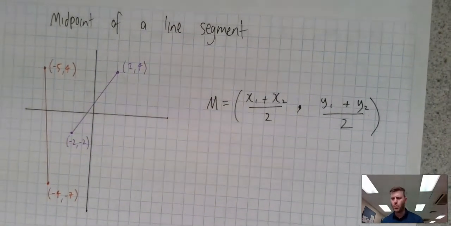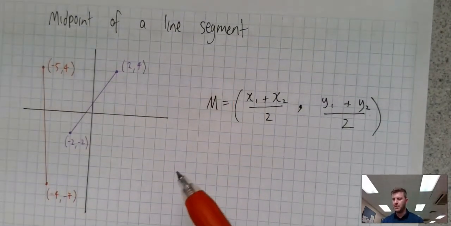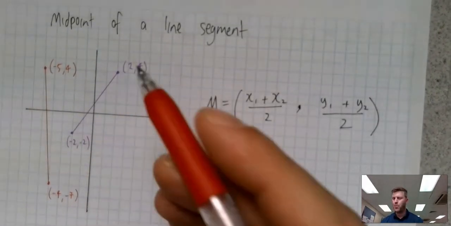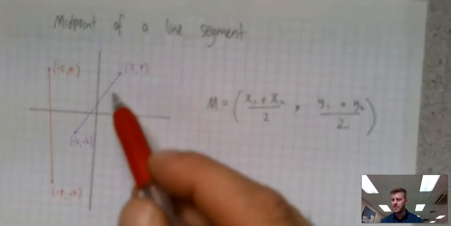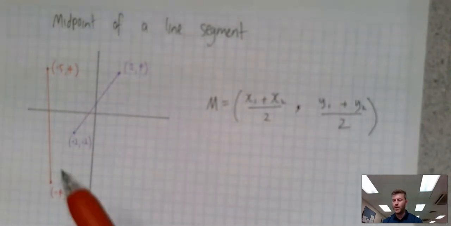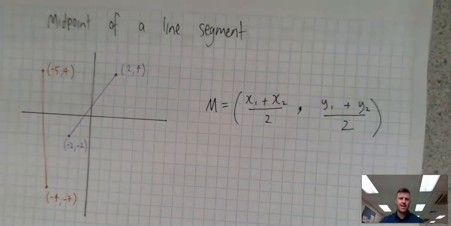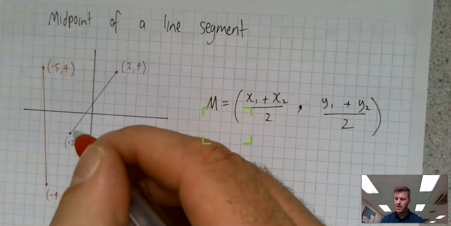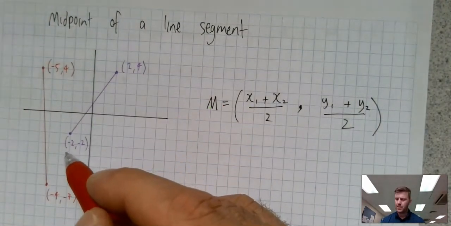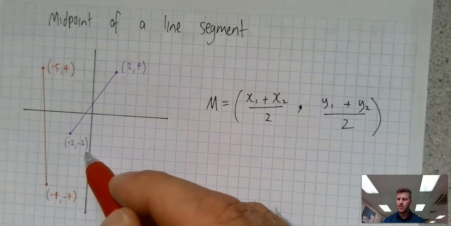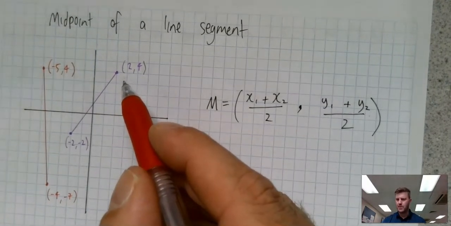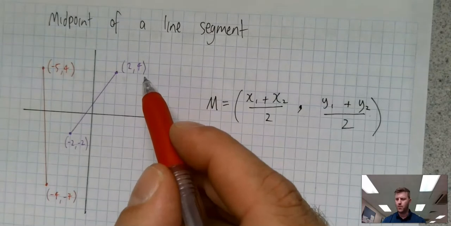So what is the midpoint of a line segment? It's actually the halfway point along a line segment, or the halfway point between two given points. In this example you can see here, the purple line I've got here, this coordinate is -2, -2, and the other point on the line segment is 2, 4.